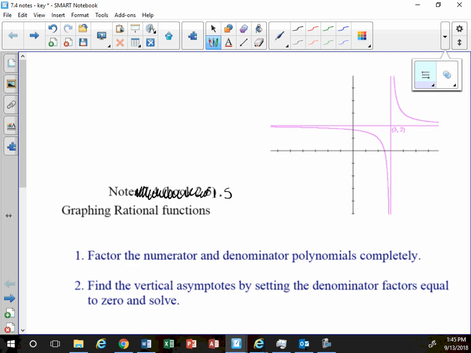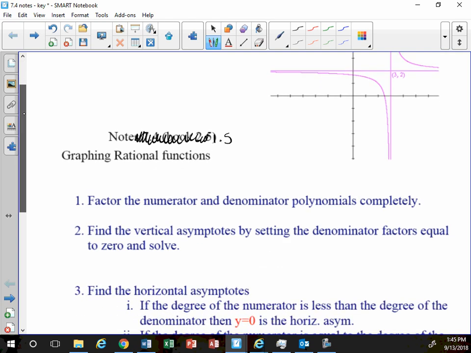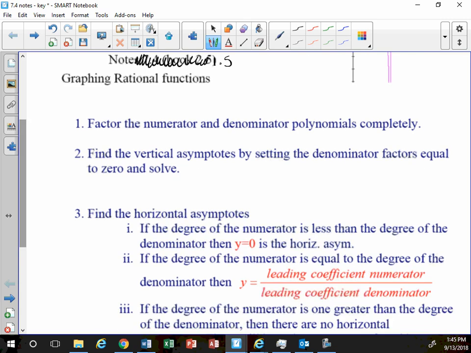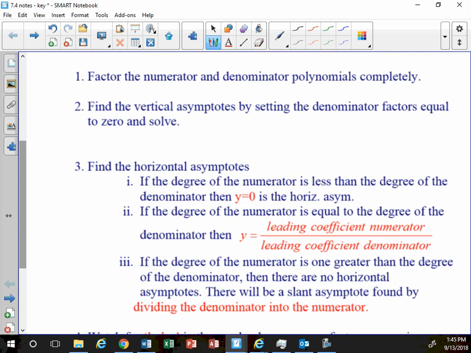So let me just go through with you the basic rules, and then we'll look at some examples to make sure you understand how to use these. Your first step is factor your numerator and denominator completely. Remember how I said factoring was never going to go away? It's not lying to you. So we have to be able to factor. Your vertical asymptotes then come from anything in your denominator that would make it 0. And again, I'll show you all of this in an example.